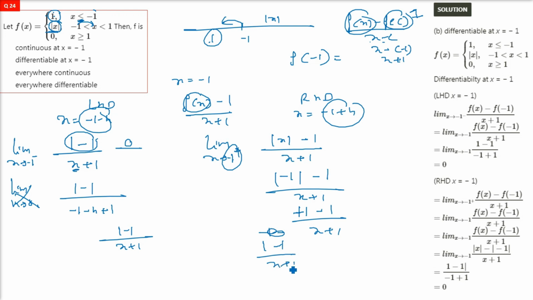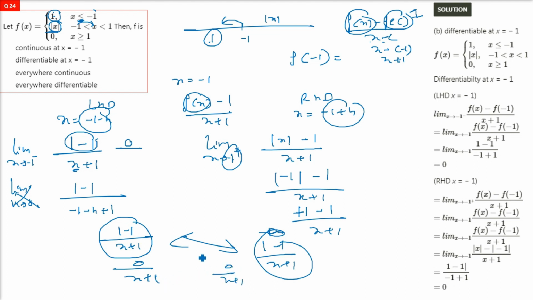And in the right hand limit also you have 1 minus 1 by x plus 1. So left hand derivative and right hand derivative are equal. You don't have to worry about what is going to come. In certain questions, you have to worry about whether this is going to be infinite or indeterminate. But you don't have to worry about this because the left hand derivative and right hand derivative are coming the same. When they are the same, it's safe to say it is differentiable at x equals to minus 1.